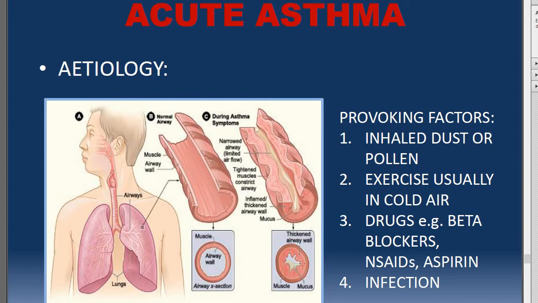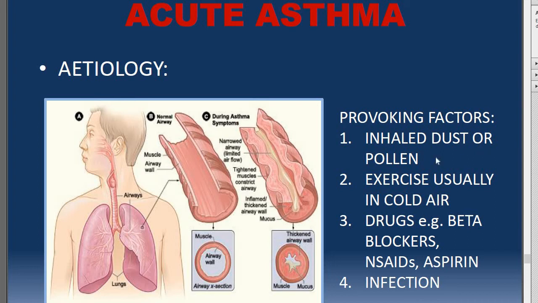During an asthma attack, you get lots and lots of inflammation and constriction of the muscles that line the wall, and it contracts down and leaves you with a really, really small amount of space in the middle, and that's what causes that noise, that wheezy noise.